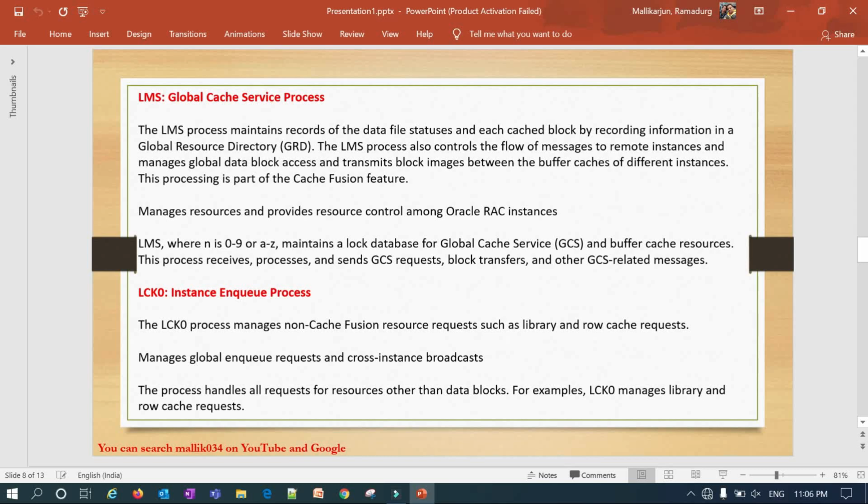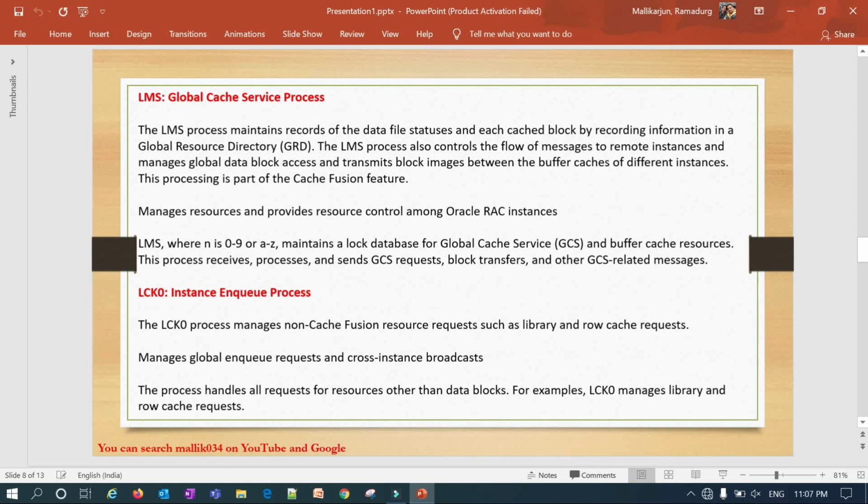The LMS process also controls the flow of messages to the remote instances, manages global data block access, and transmits block images between the buffer caches of different instances. This process is a part of cache fusion, right? So LMS is smart enough to know which instance holds which data block. How does it know? By reading my GRD table. And LMS also plays a very important role in transmitting the blocks from one instance to the other instance.